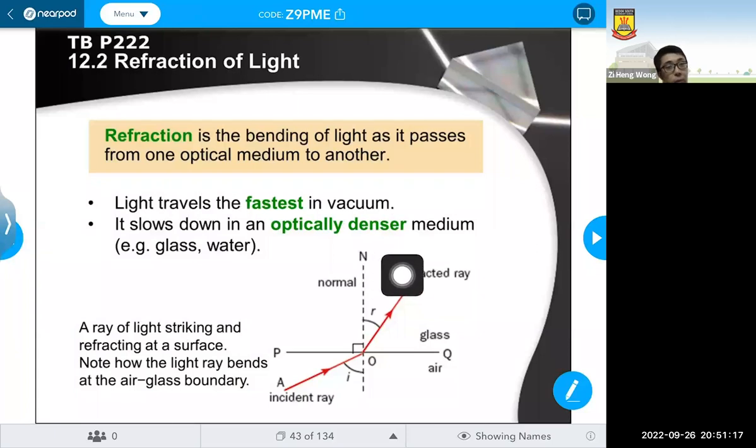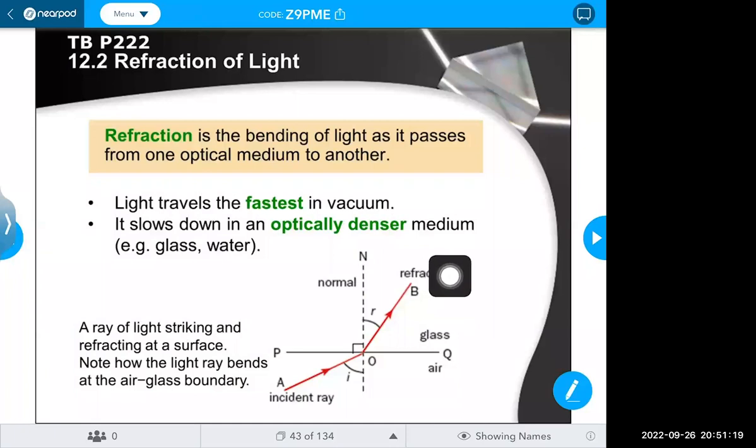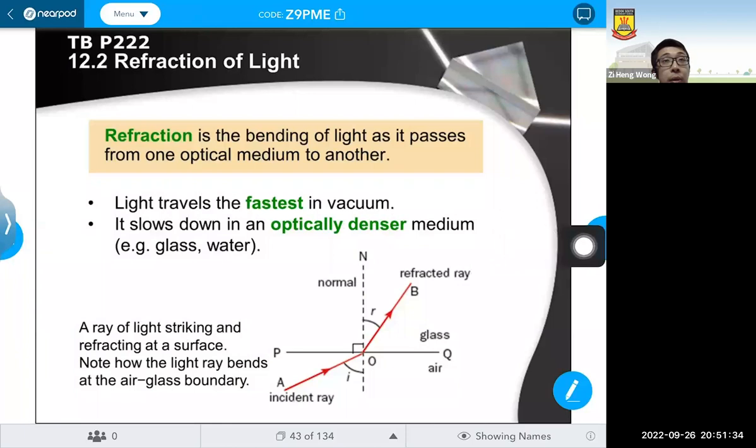Sorry, I have another question. Normally, if you want to identify whether it's going to a denser or less dense medium, for example going from less dense to denser, how does the arrow look like? Okay, I'll come to that.